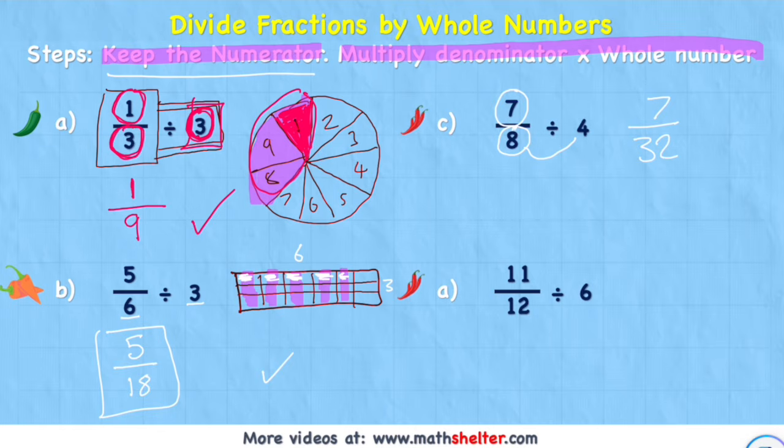I can't simplify that any further, so I can move to my last one. 11/12 looks really difficult, but it's the same process. All I'm going to do is keep my numerator 11, and then 12 times 6 is 72. Can I simplify 11/72? Nope. So there's my final answer. Simple. But now it's your turn.